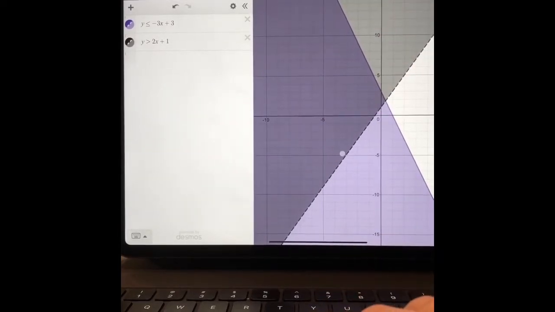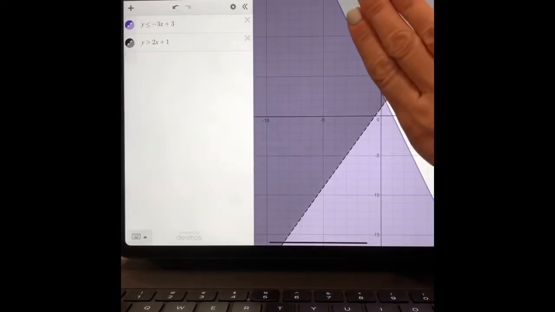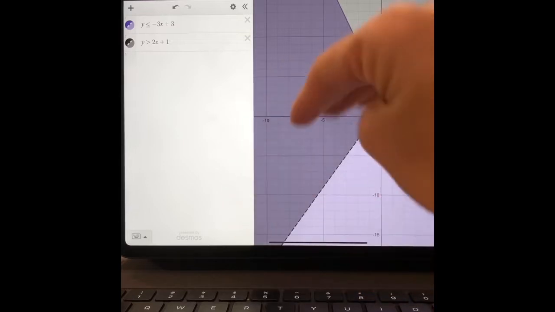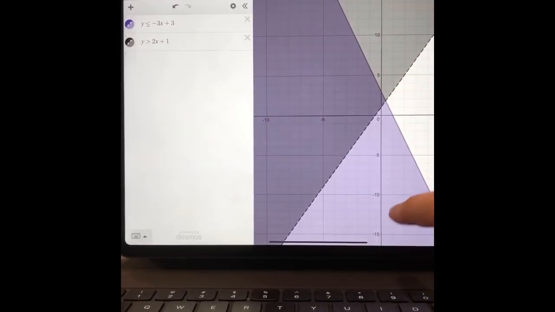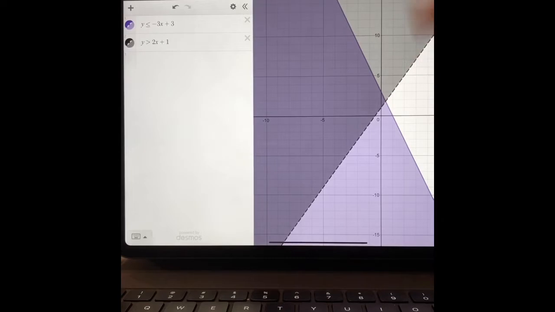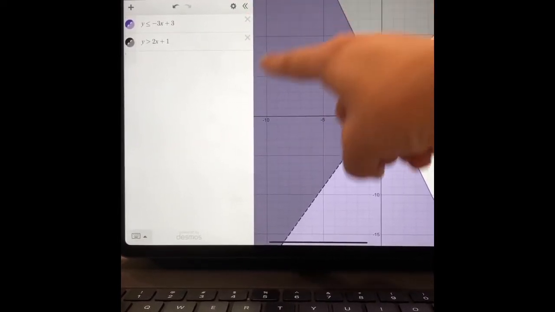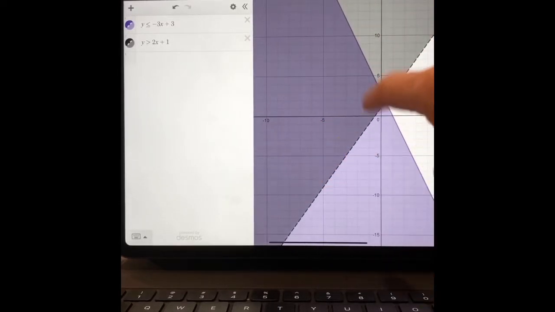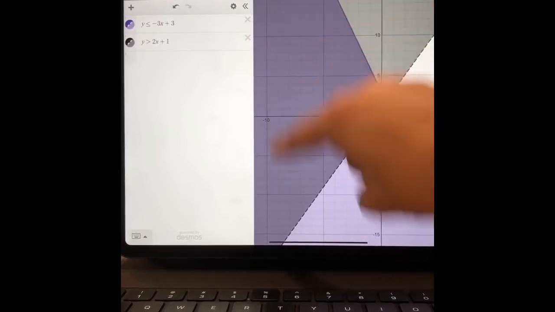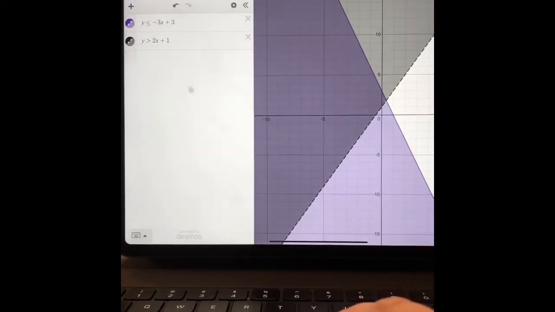Everything from below this purple line, all of those points, any point in that area is a solution to the purple inequality on top. And then anything above this dashed line in gray is the solution to my second inequality. Well, anything in this dark purpley gray section where the two shaded parts overlap, kind of meet in the middle, any point in this area is a solution to both. So that would be a solution to our system, both of our inequalities.